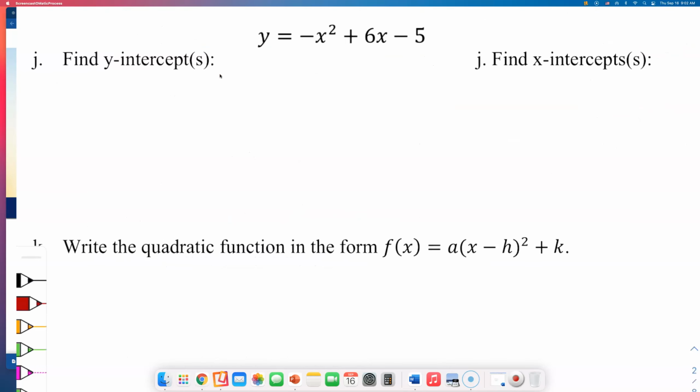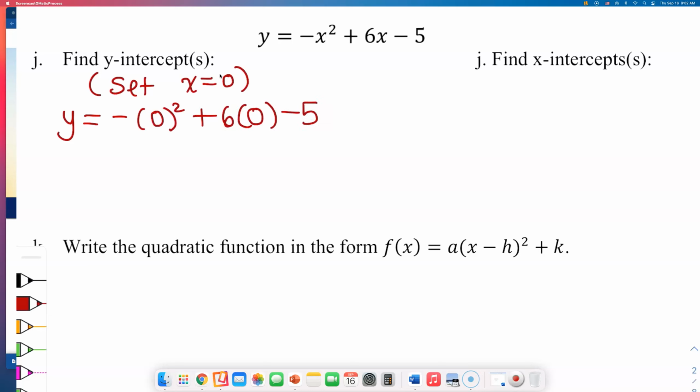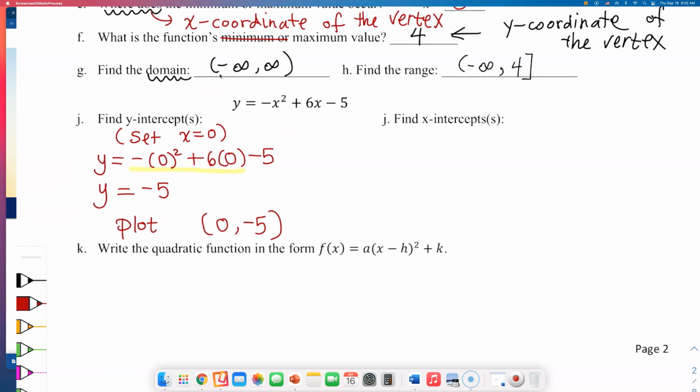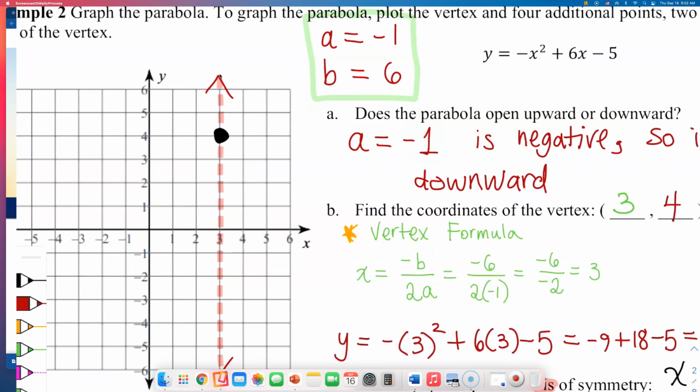So to find the y-intercept, you set x equal to 0. Okay? If you want the y-intercept, plug in x equals 0. So that will be y equals negative 0 squared plus 6 times 0 minus 5. And the first two all turn into 0, so the only thing left is negative 5. So you will plot a y-intercept at 0, negative 5. So I'll do that, okay? Let's plot 0, negative 5. 0, negative 5 is down here.